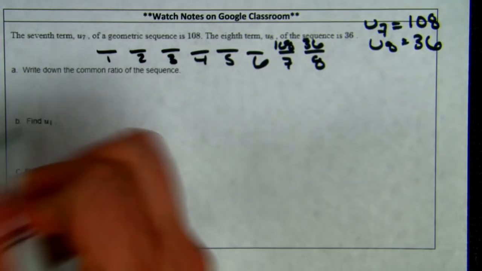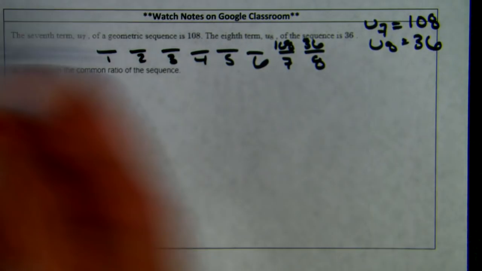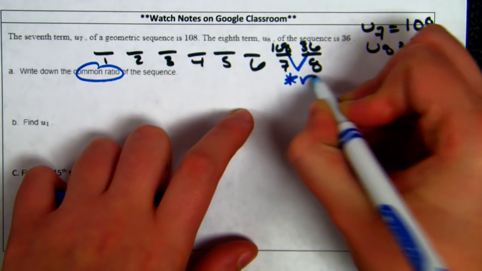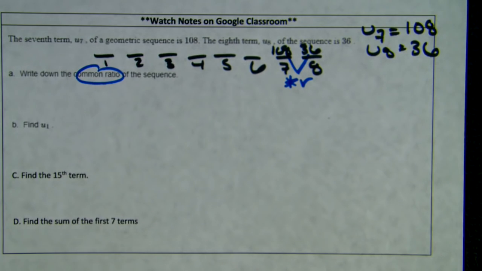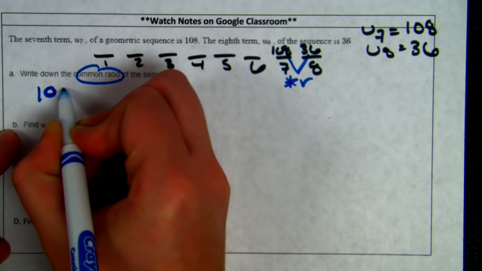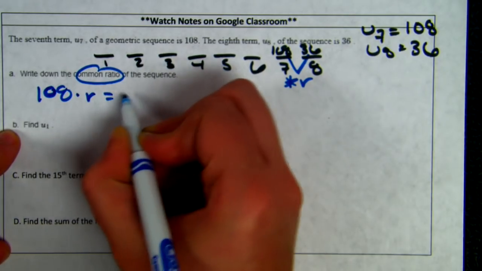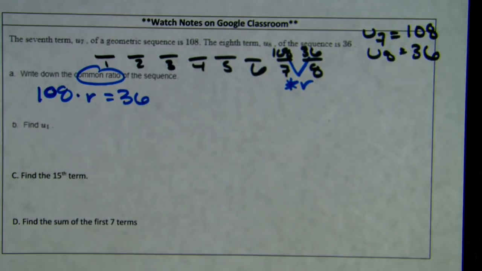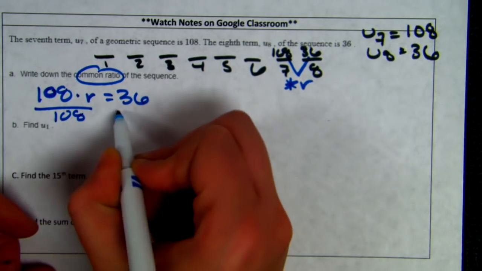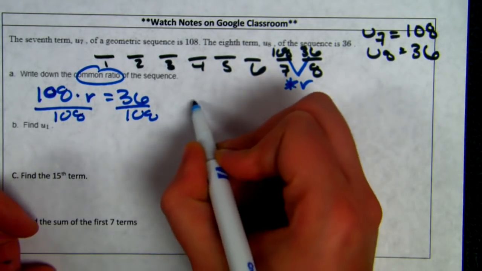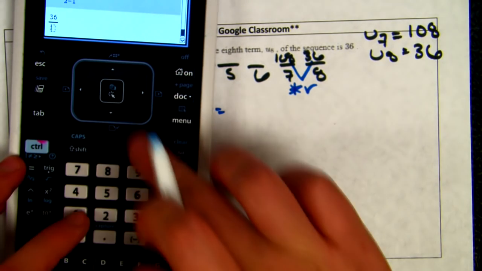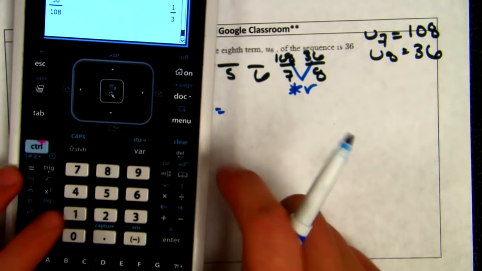If I'm finding the common ratio, I know that the common ratio is what I multiply by to get from this term to this term. So I could say that 108 times my common ratio equals 36, and that would allow me to solve for that. How do I get r by itself? I'll divide both sides by 108. So r equals 36 divided by 108, which gives me 1/3.